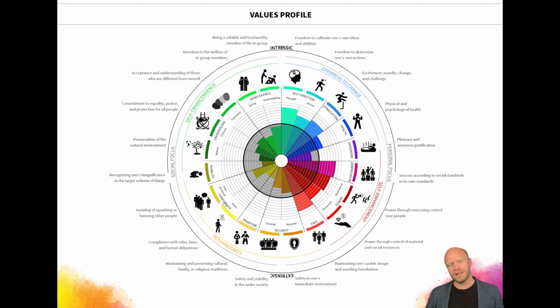And we have the conformity values. Conformity towards rules means that you say, it's important for me to comply with rules, laws and formal obligations. And then interpersonal conformity is more about looking for harmony, that you want to adapt to other people, that you're highly agreeable. And then we have humility, where you start putting yourself a bit back and saying, I'm not the most important person here in the universe, so there are things that are much more important to me.